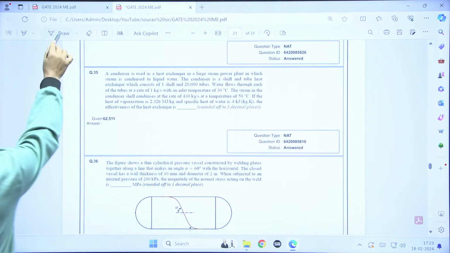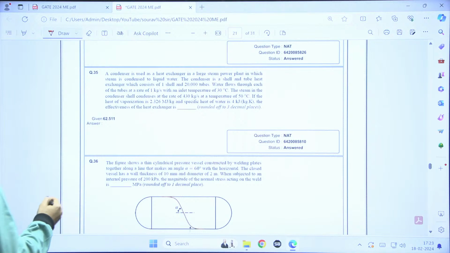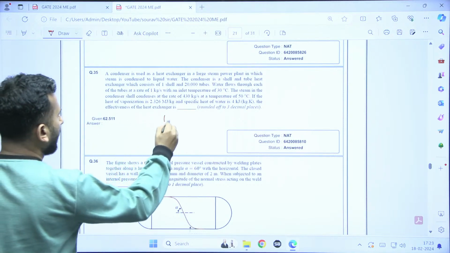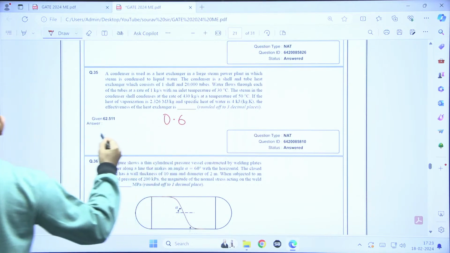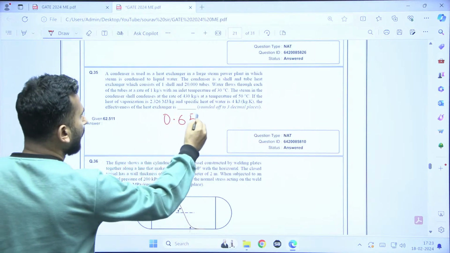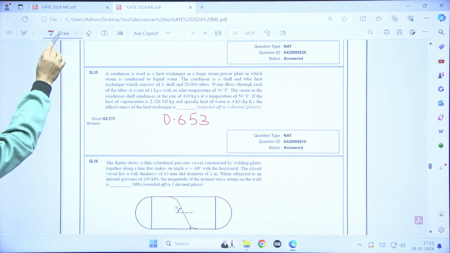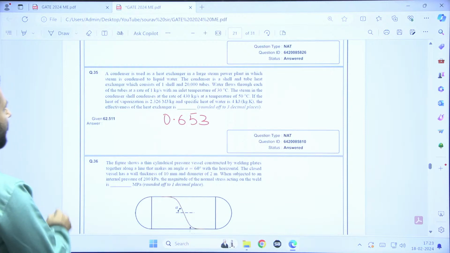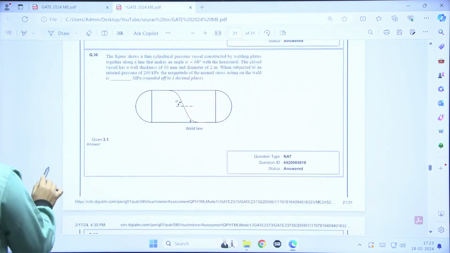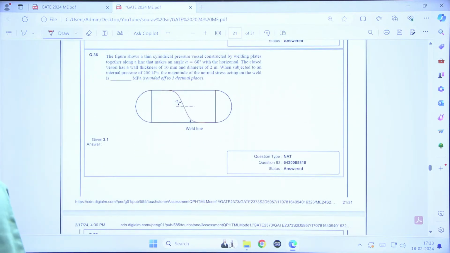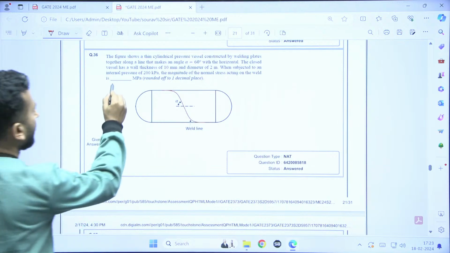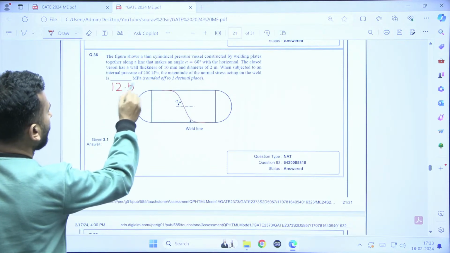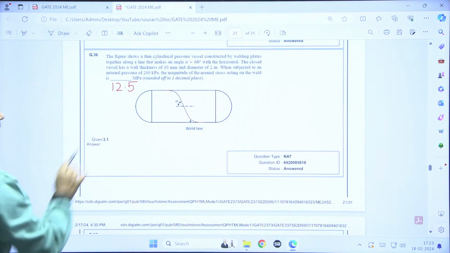Okay. So 35 ka answer will be what we are getting, 0.65, I am getting 0.653. So this is the most appropriate solution as per us. Okay. Moving on to 36, the answer is 12.5 MPa. 12.5 MPa is the answer, right?